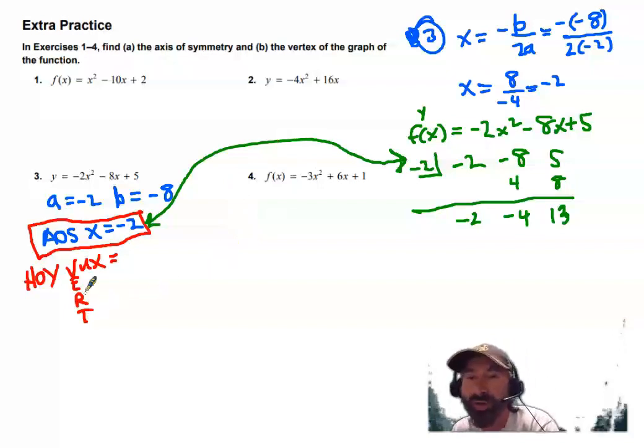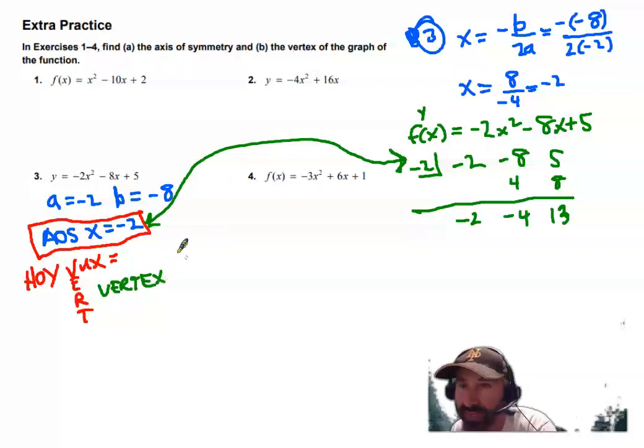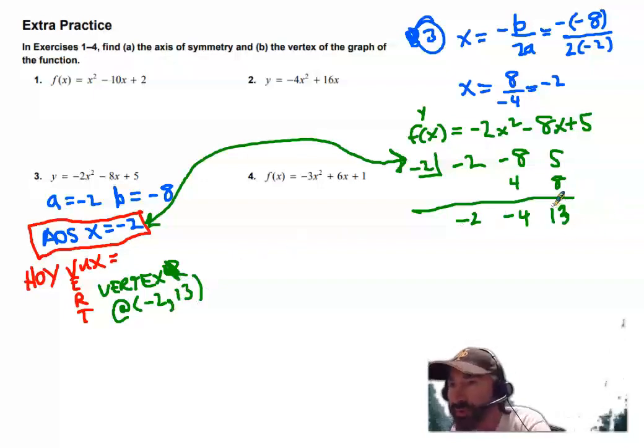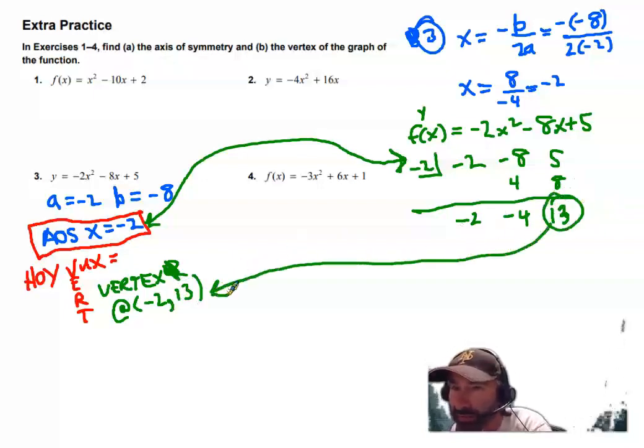Okay, so let me go ahead and finish this off by writing this out. So the vertex is at, oops, that's not a good at symbol. The vertex is at negative 2, comma, 13. Where'd the 13 come from? Right over here. There you go. That's where the vertex is. So now that's the second part of our answer.